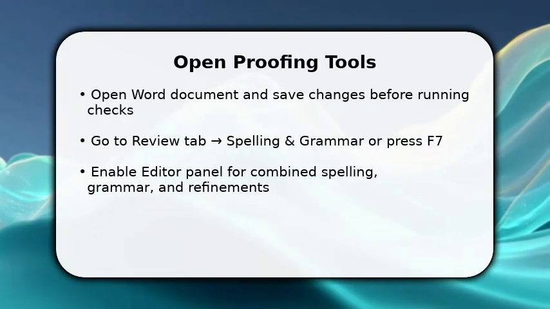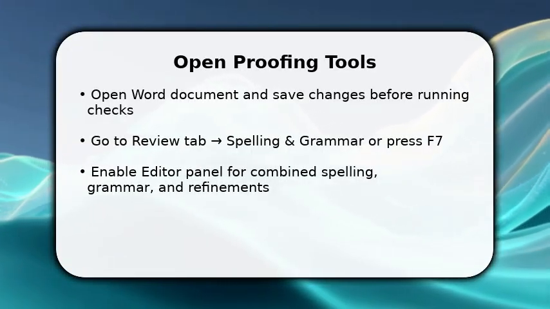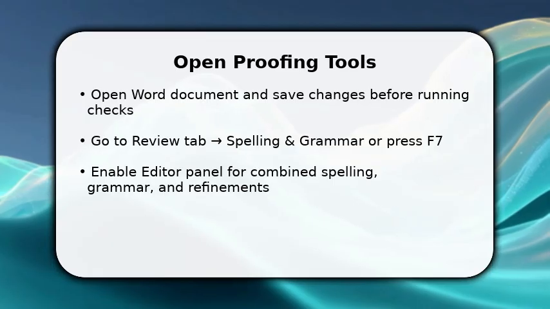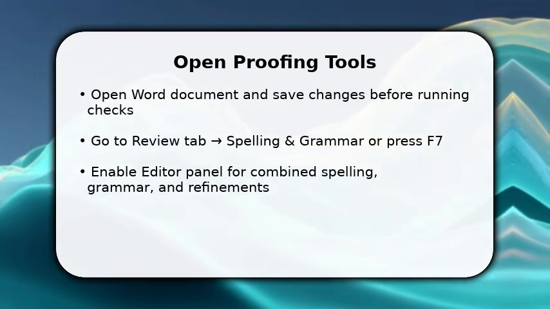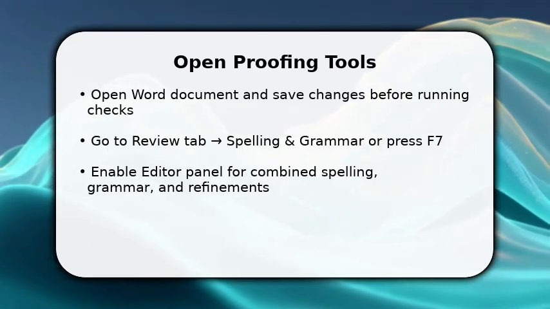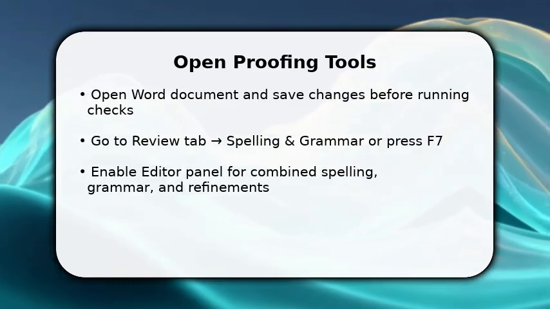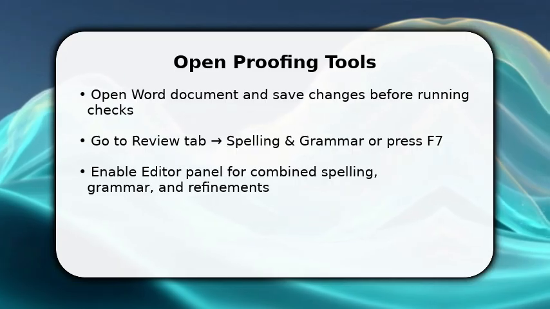You start by preparing the document and launching Word's proofing. Save your file, then press F7 or click Review > Spelling and Grammar to open the editor. This begins an automated scan that flags spelling, grammar, and contextual issues. It's faster than manual reading.